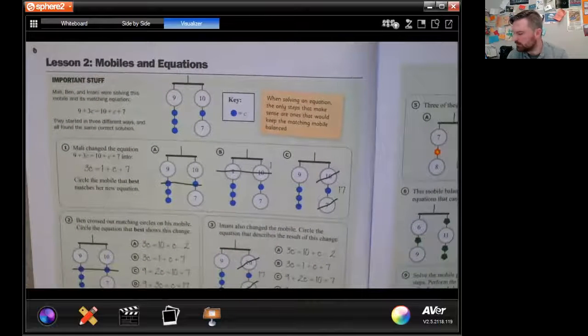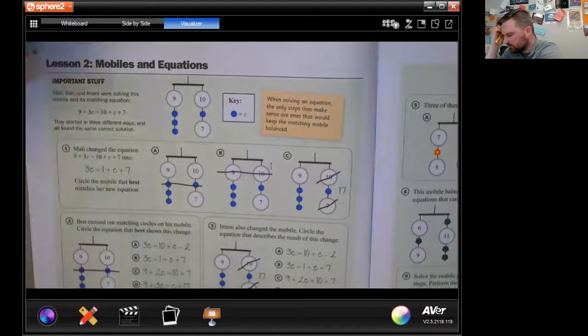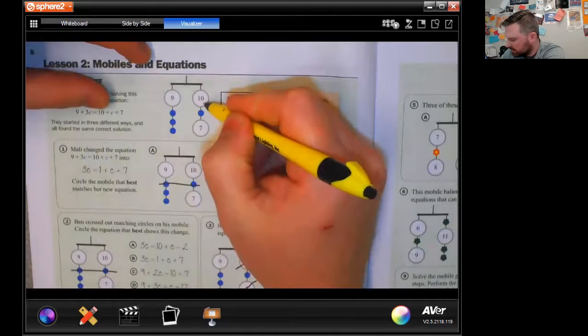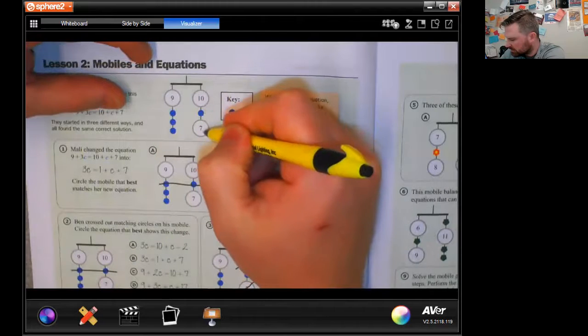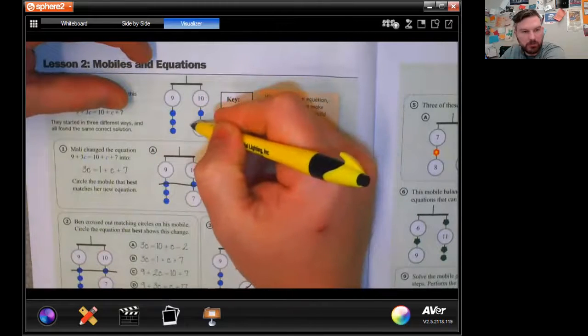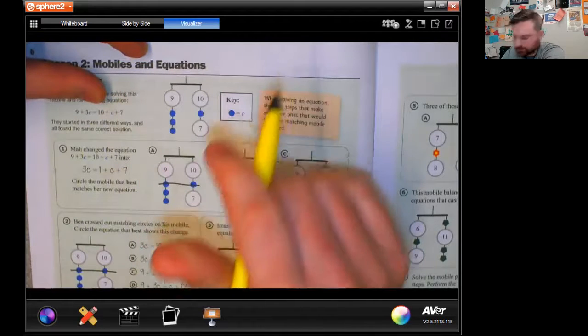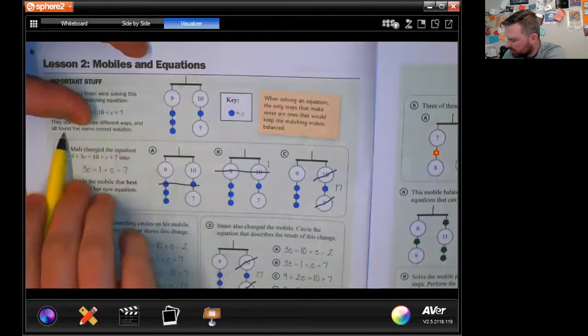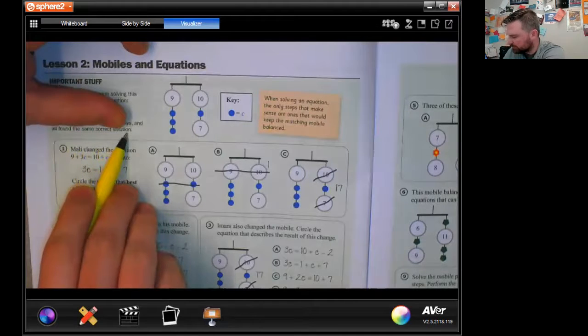Okay, so Miley and Ben and Amina were solving this mobile and its matching equation. So we've got this equation here, 9 plus 3c. It looks like they put a 9 here and 3 circles equals 10 plus c plus 7. So this mobile balances here. They started in 3 different ways and all found the same correct solution.